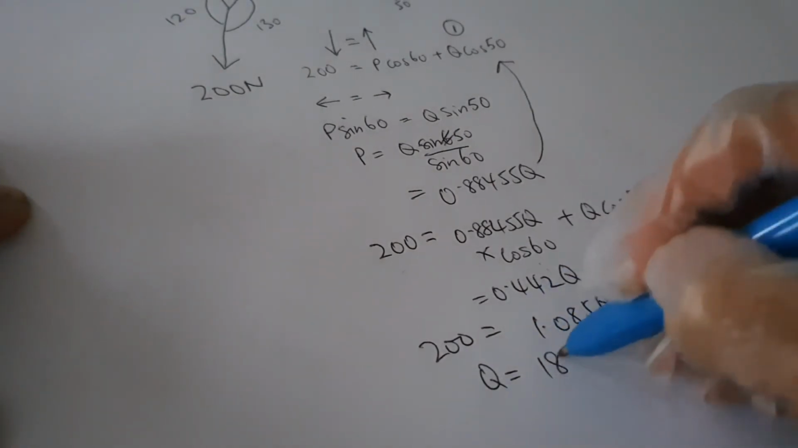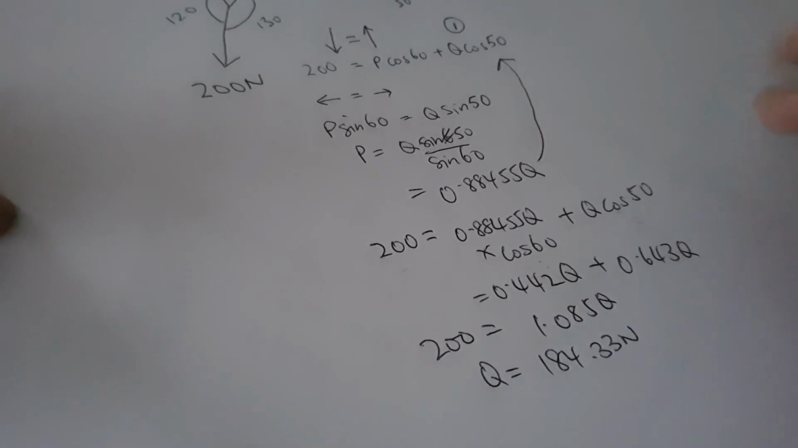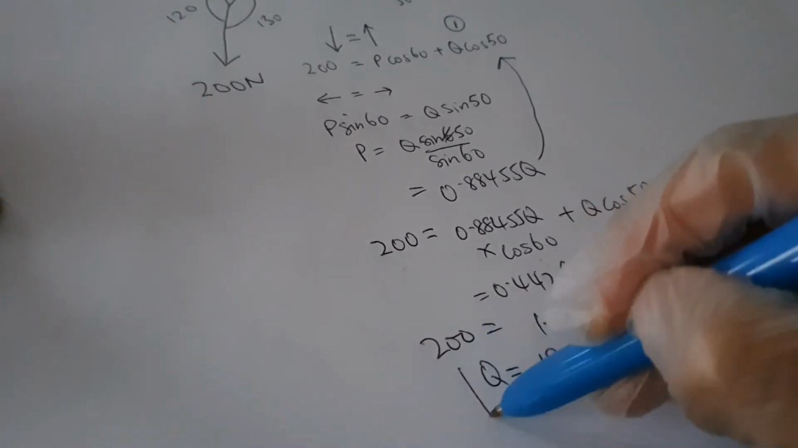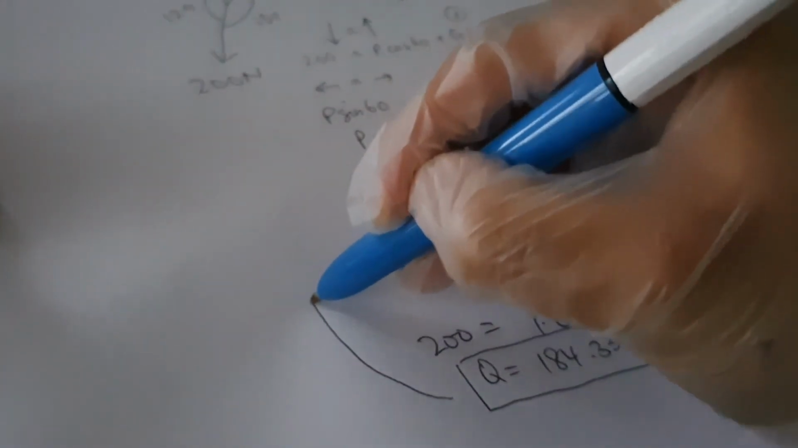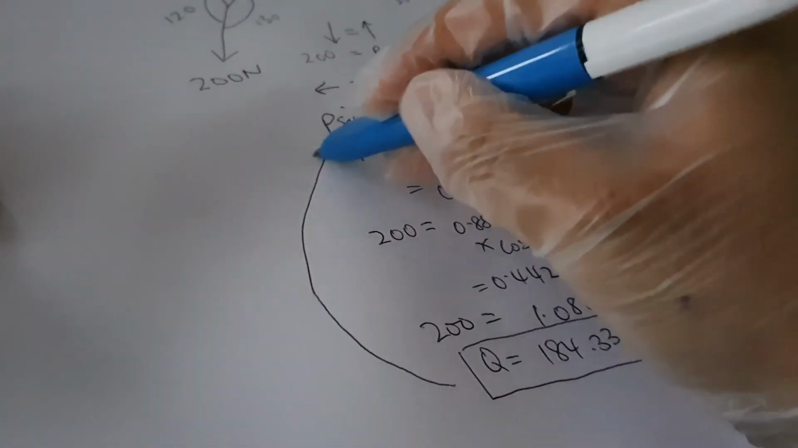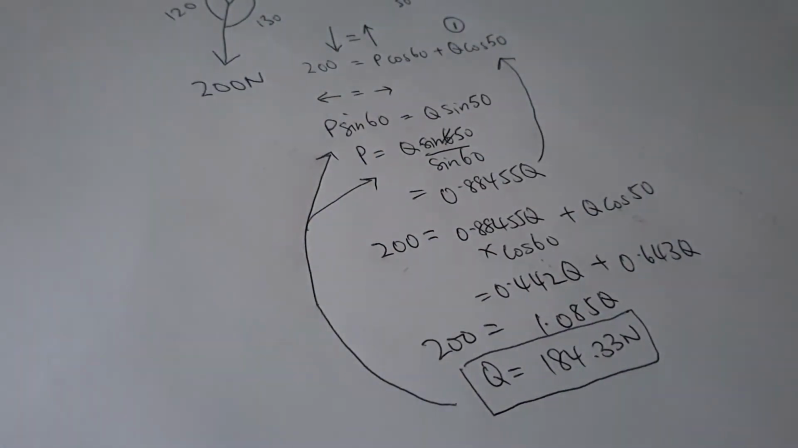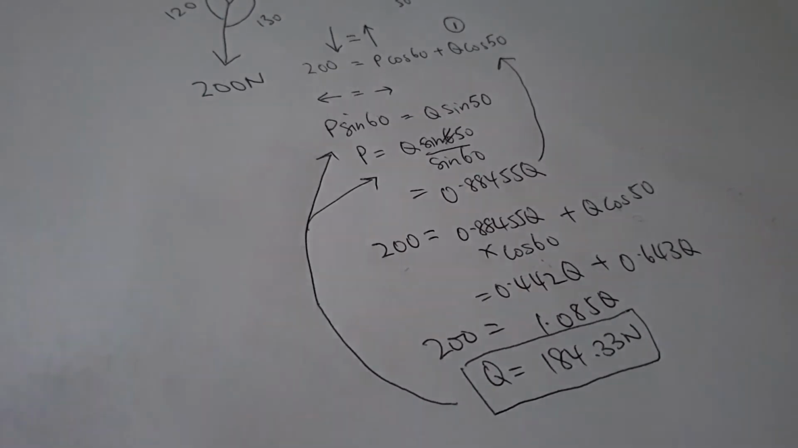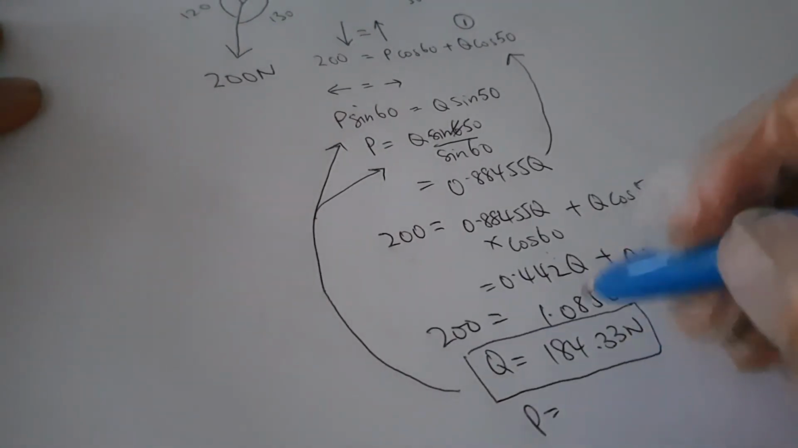So then you end up with Q is equal to 184 newtons, 184.33 newtons. And once you have that, you can work out P. So if I multiply that by sine 50, and then divide that by sine 60, I get P is equal to 163 newtons.